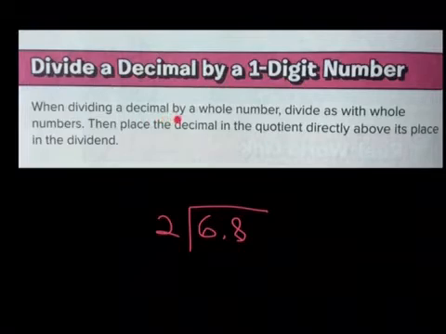When dividing a decimal by a whole number, divide as with whole numbers, then place the decimal in the quotient directly above its place in the dividend. What they mean is, if you have the decimal right here, place it right away above it. You place it right away, and then you can go ahead and work. 6 divided by 2 is 3, and you write it right there. And then you have 8 divided by 2 is 4, and there you go.